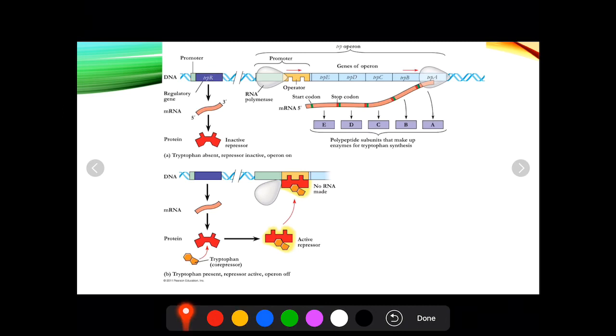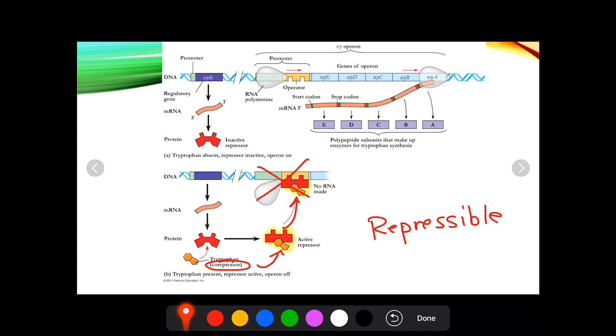So, quick review here. Here is the trp operon. Remember that this is going to be a repressible operon. The reason that it is repressible is that tryptophan acts as a co-repressor. If tryptophan is present, then it activates the repressor, which represses the gene and prevents transcription. Why would you do that? Well, if you already have tryptophan, then it doesn't make sense to make more of the genes that make tryptophan. If you've got it, don't waste energy making more of it.